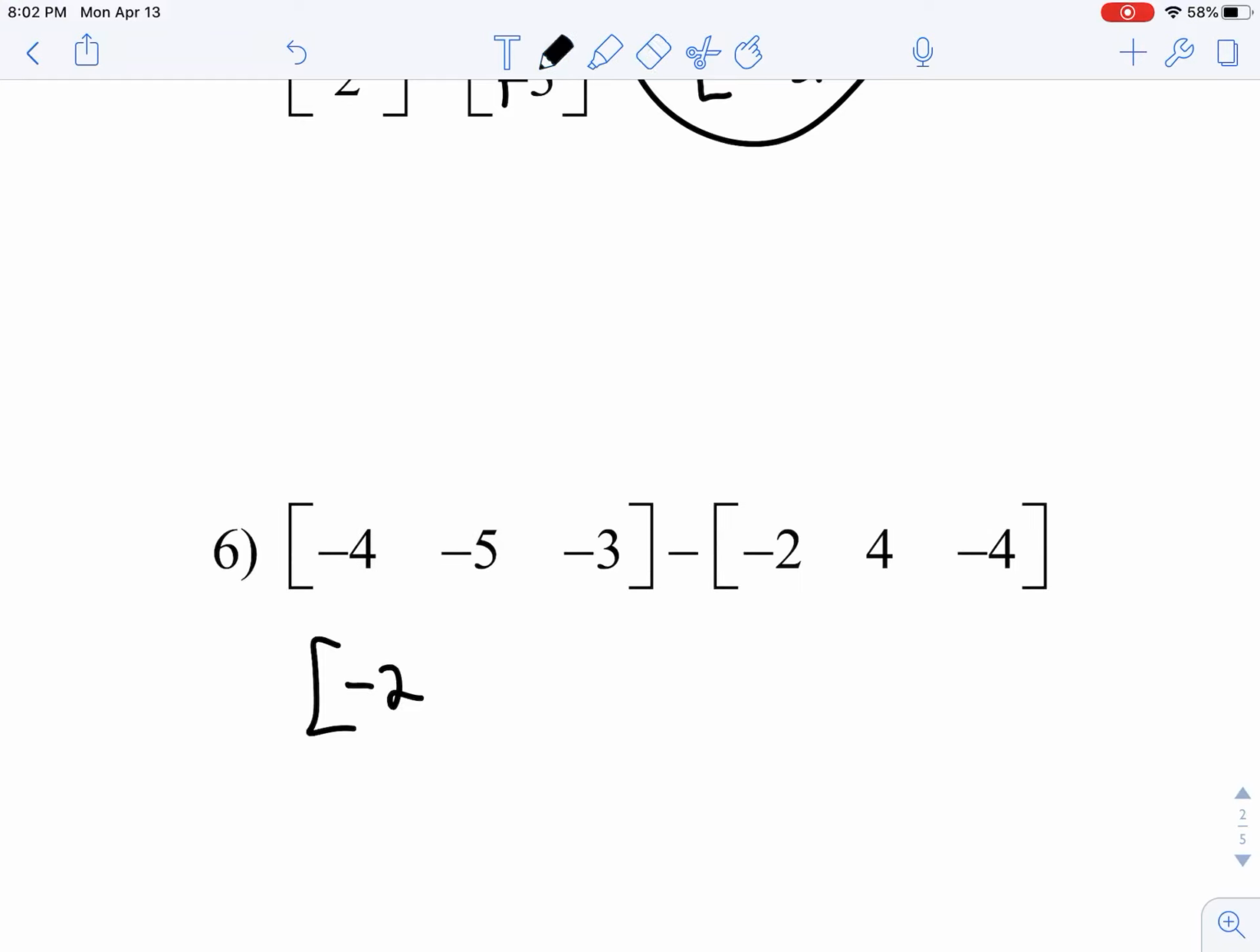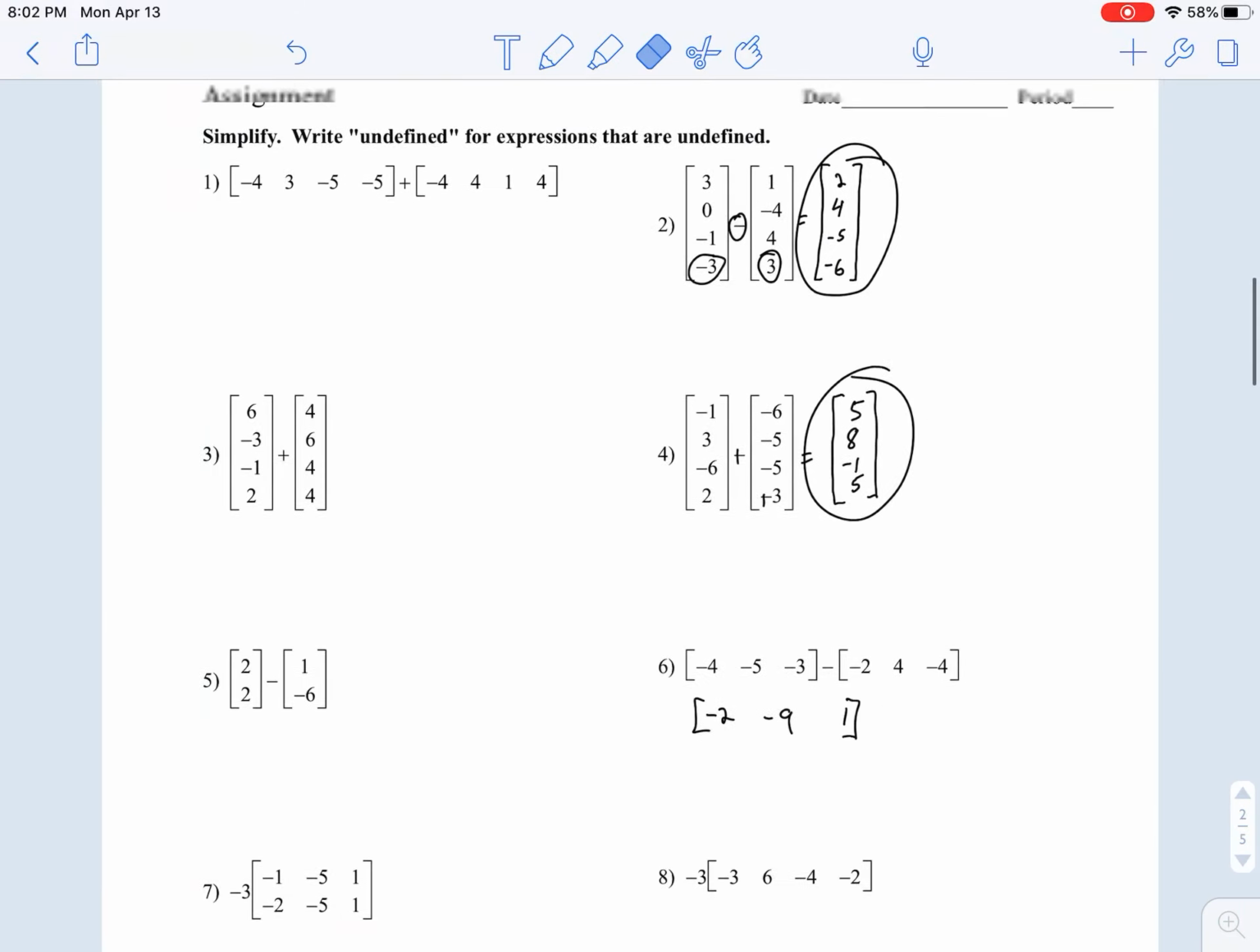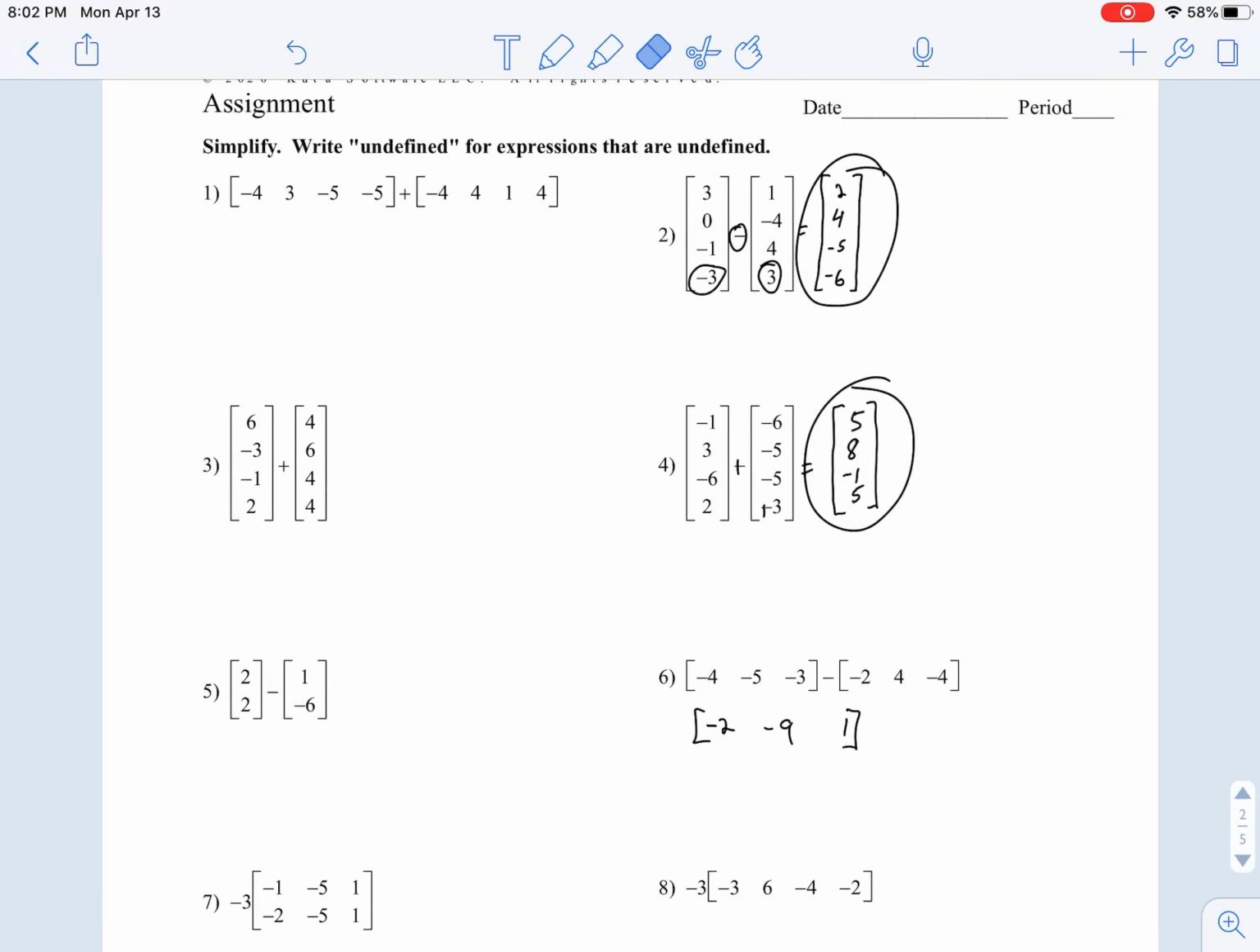That was a mess. Negative 5 minus 4, that's negative 9. And then negative 3 minus negative 4, that turns to plus. Negative 3 plus 4 is 1. So that's it. That's how you add or subtract matrices. You just pair up the numbers and add them or subtract them.